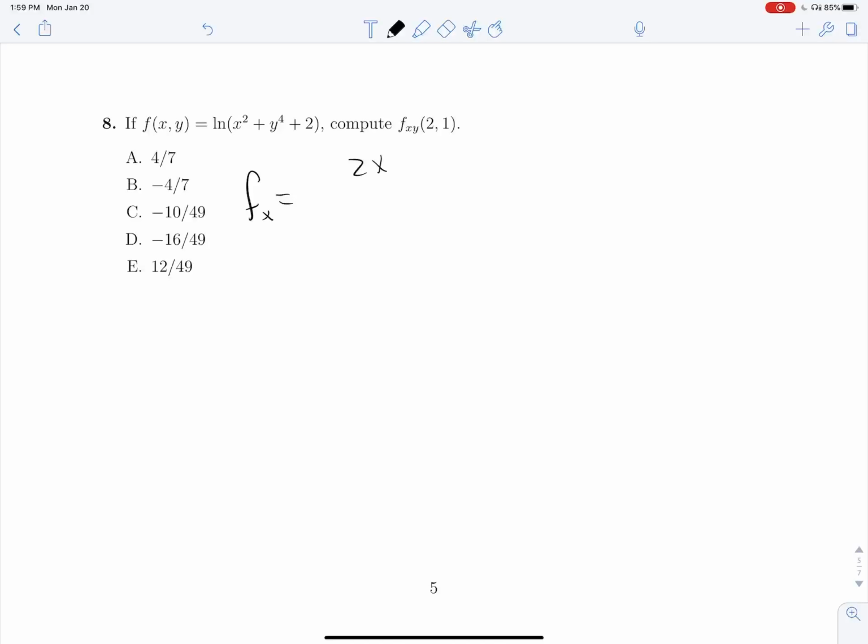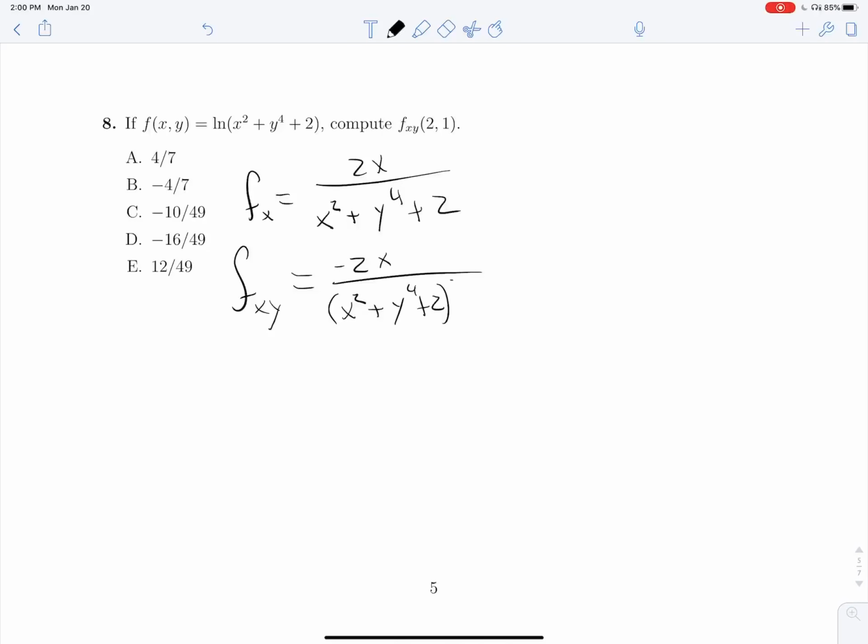That's going to be 2x over x squared plus y to the fourth plus 2, and fxy is going to be negative 2x over x squared plus y to the fourth plus 2 squared times 4y cubed. And we're plugging in 2 and 1 for that. So we have negative 4 times 4, so negative 16, divided by x squared, so 4, 5, 6, 7. 7 squared, so 49. And we're left with negative 16 over 49, which is answer choice D.